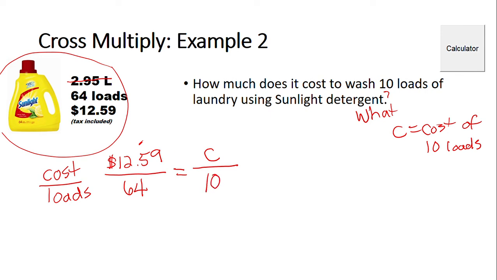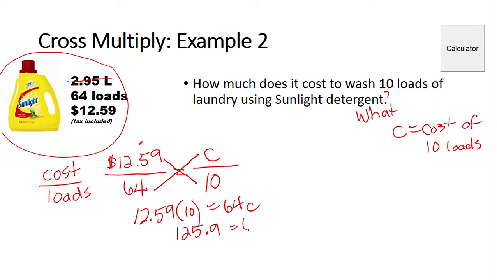And now we're simply going to do the cross multiply again. So we're going to do 12.59 times 10 is equal to, and across this way, 64C. So if we multiply this out, we'll have 125.9 is equal to 64C. And we need to get C by itself, so divide both sides by 64.